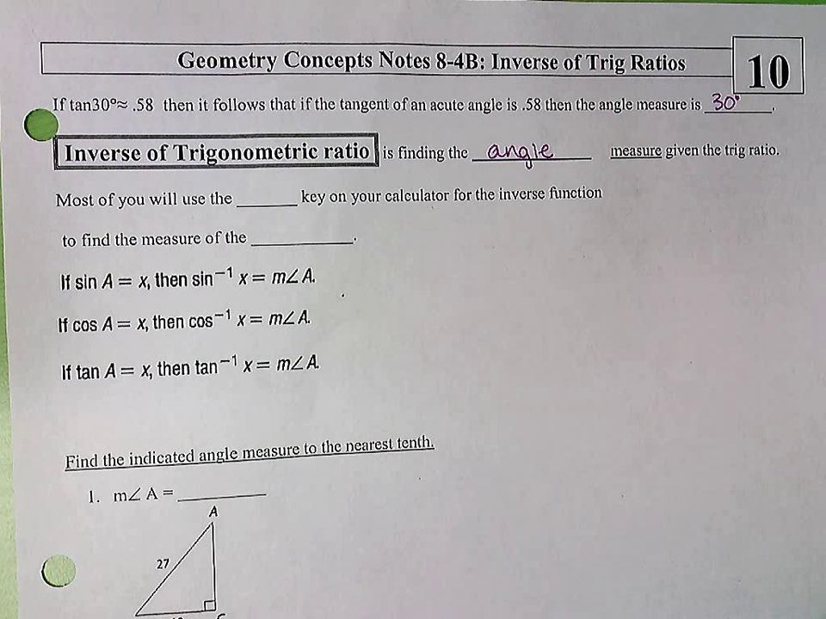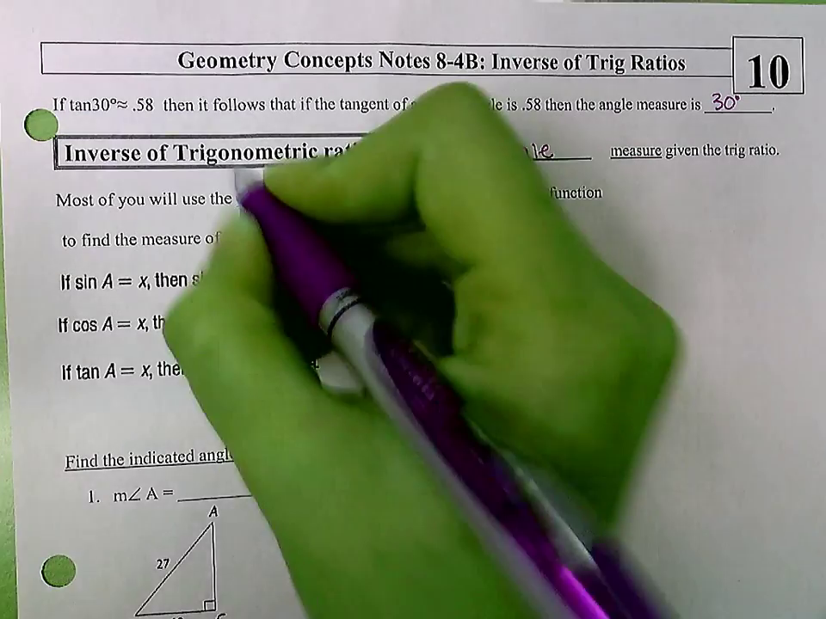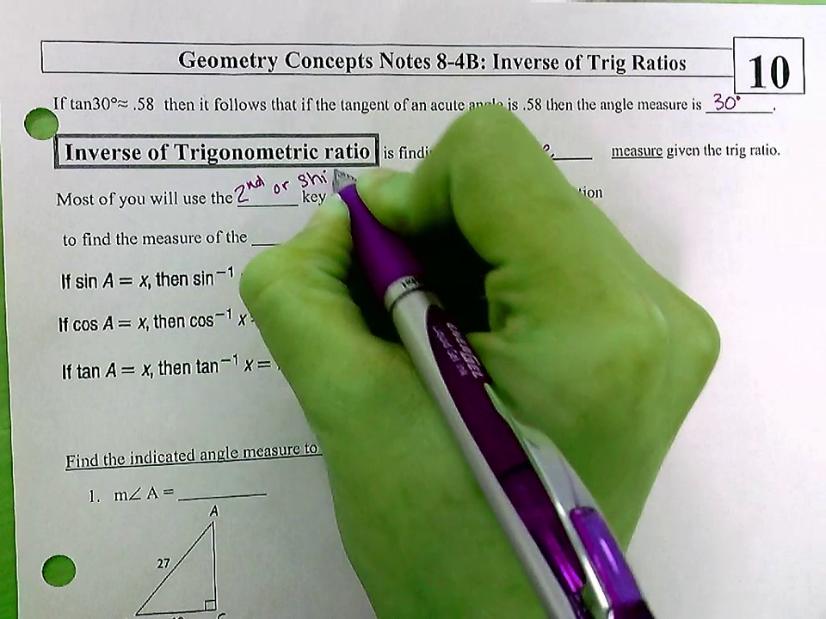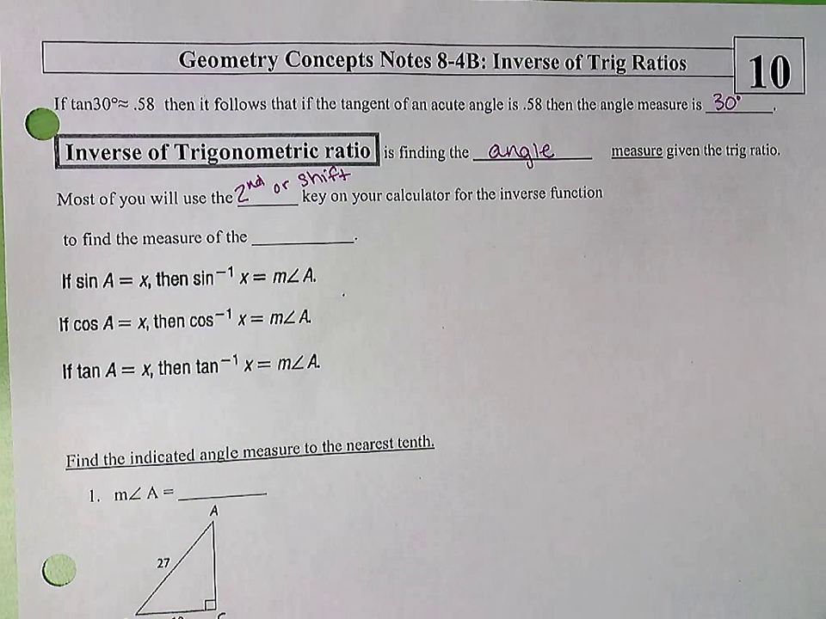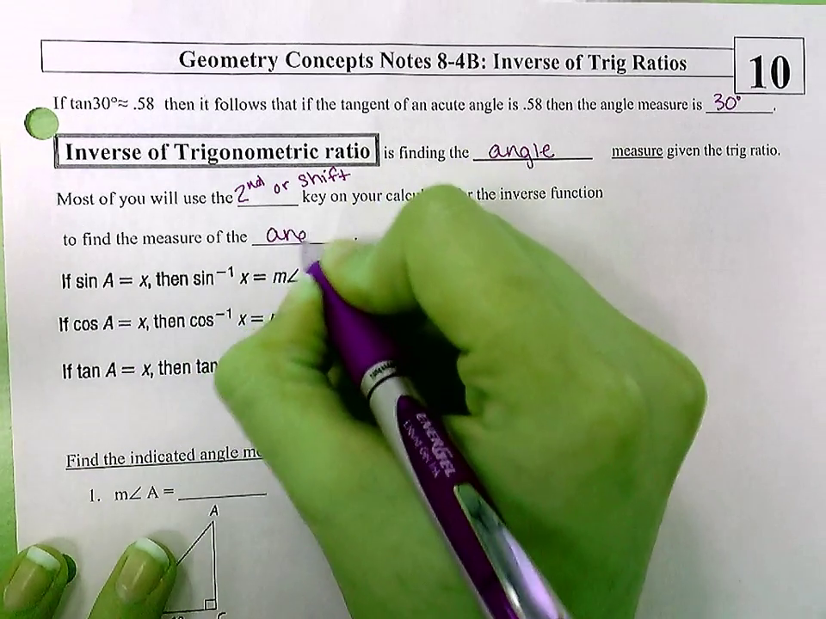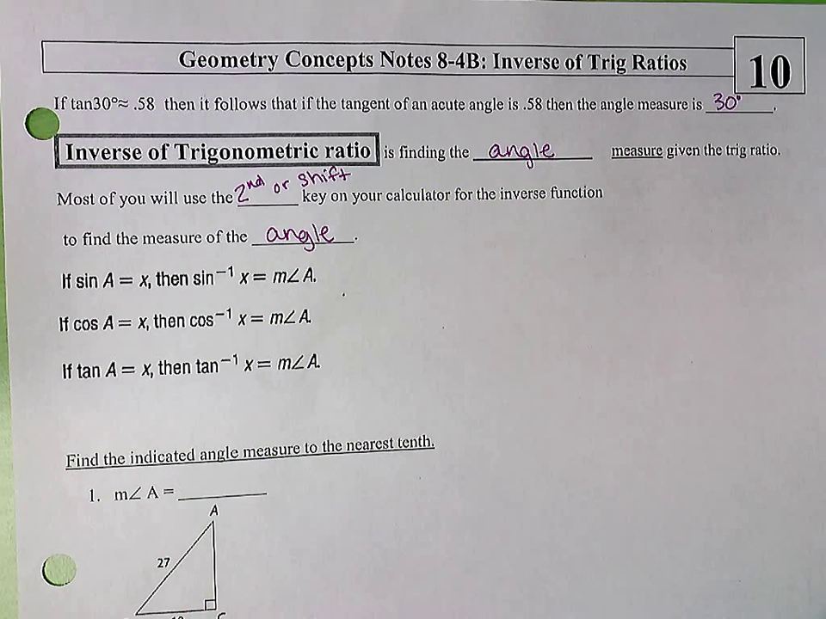Most of you will use the second key or the shift key on your calculator to find this inverse function. This is for your calculator, to find the measure of the angle. If you're ever looking for the measure of an angle in a right triangle, you're using that second or shift button to get your inverse.